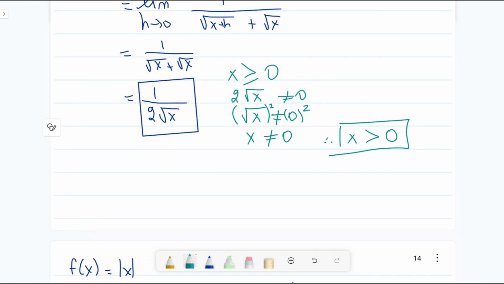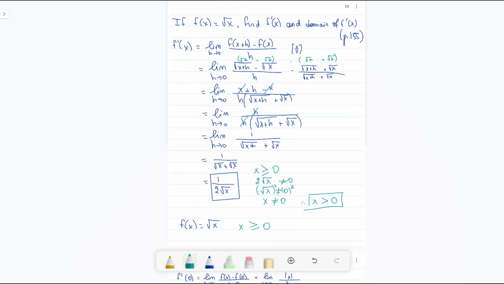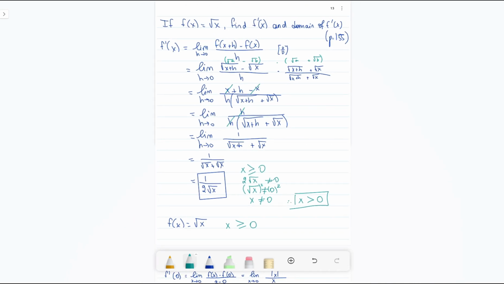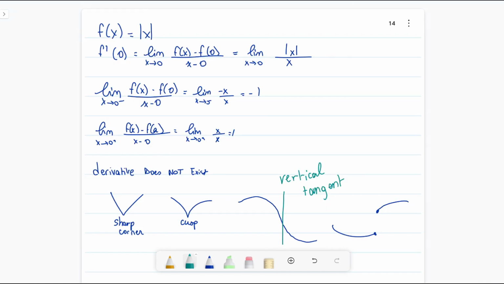Now what's really weird about this is that this is f prime of x. F prime of x, the domain of it is when x is greater than 0. However, f of x equals square root of x, its domain is x greater than or equal to 0. So we can see that f of x and f prime of x do not necessarily have to have the same domain. They can have different domains. So let's look at another example.